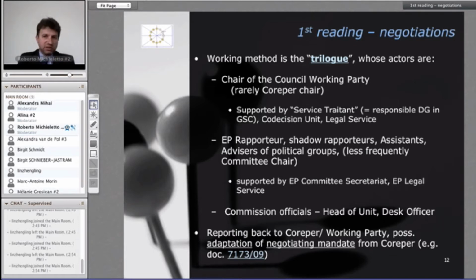What they try to do is to find a compromise on the text. Everything is possible as long as it's acceptable to the Council and to the Parliament. Sometimes the Commission is not very happy with the compromise, but it is a good compromise for the European Parliament and the Council. So the Commission tries to push in a different direction, or you can have plays, as in normal negotiations.